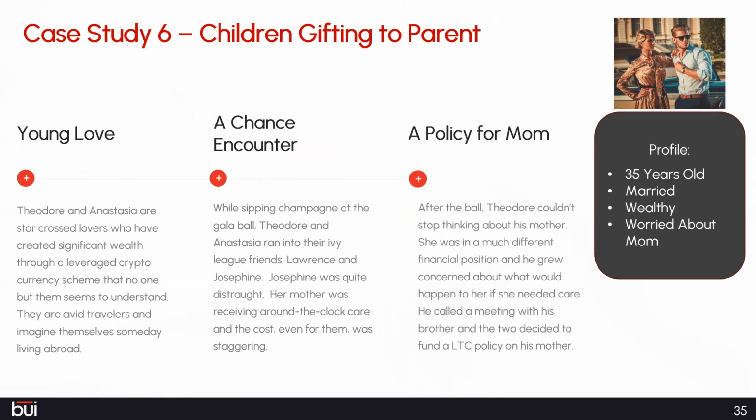After the gala ball, Theodore couldn't stop thinking about his mother and what would happen if she needed care, and he called up his brother to arrive at a solution. And here's what that solution looked like.